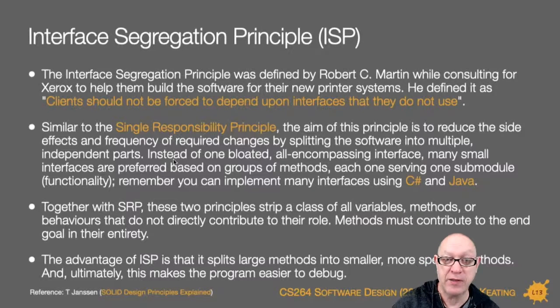And similarly to the single responsibility principle, the aim of this one is to reduce the side effects and the frequency of the required changes by splitting the software into multiple independent parts. So instead of having one bloated, all-encompassing interface, many small interfaces are preferred, based on groups of methods, each one serving one submodule, in other words, functionality. And remember, you can implement as many interfaces as you like using C# and Java.